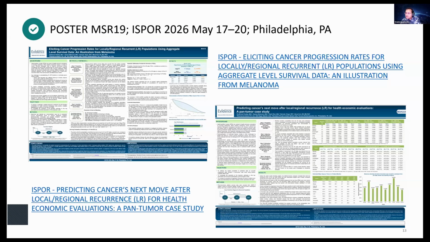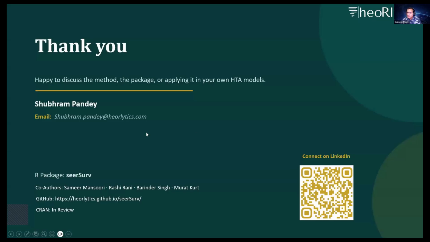We have also presented these two posters. The first poster is on the methodological part, with just one case study, which is melanoma. The second poster applies the methodology across pan-tumor, where we have taken almost 11 cancers. So the package also covers these 11 cancers for now. And when the slides get uploaded, you can click on these links to go through the package.